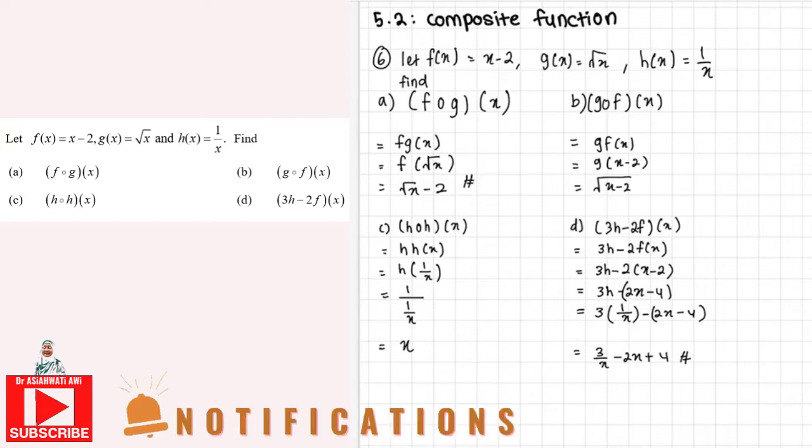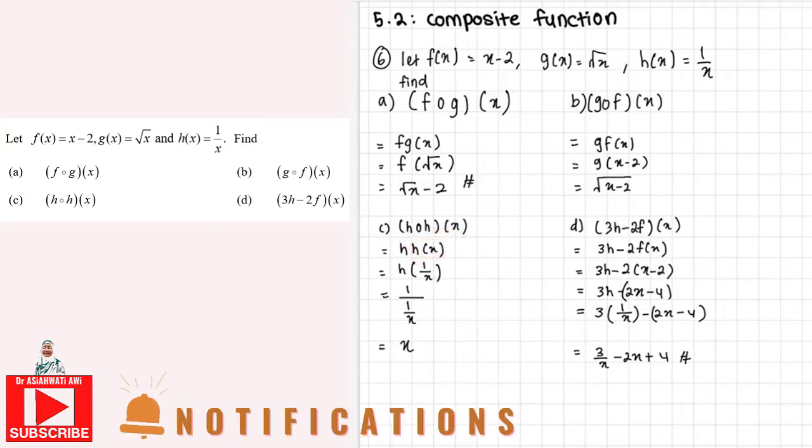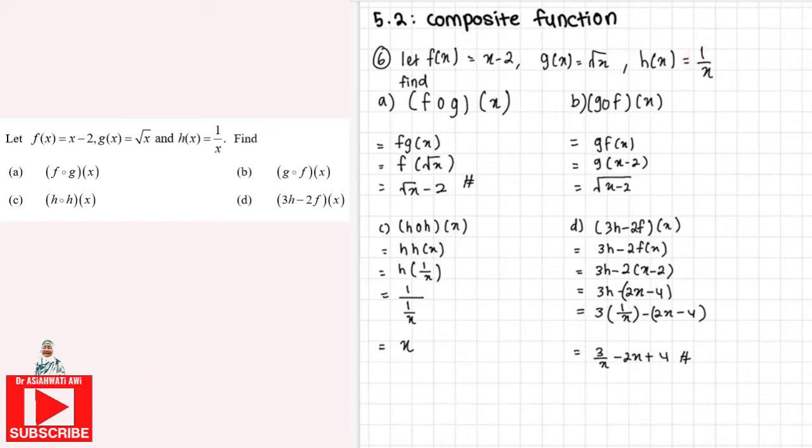C, this is the question, we find h(x) first. h(x) is 1 over x. So we sub 1 over x into the x in function h(x). So it will be like this, 1 over x over... So we do the division, and the final answer will be x.